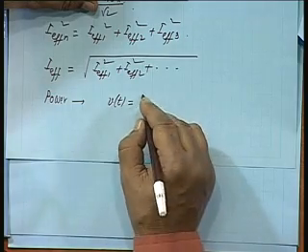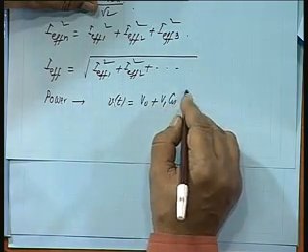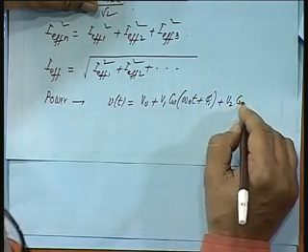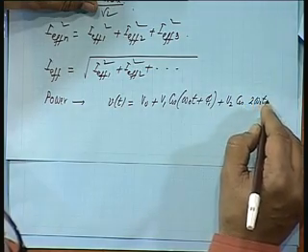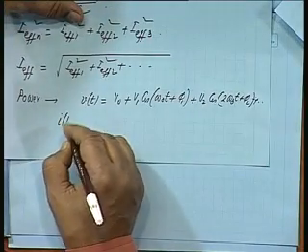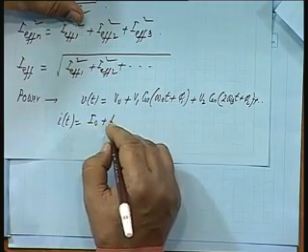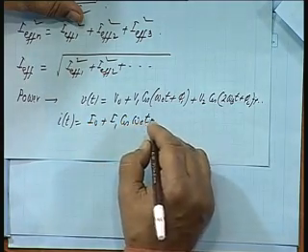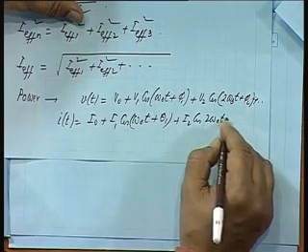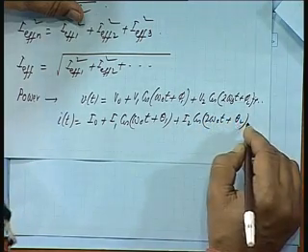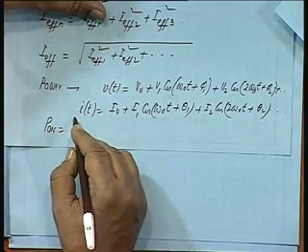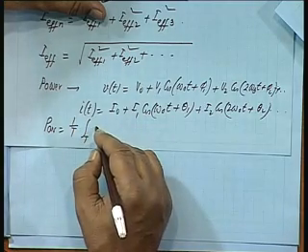In a network, the power will be, suppose you have the expression for v(t) as V0 plus V1 cosine(omega naught t plus phi 1) plus V2 cosine(2 omega naught t plus phi 2) and so on, and i(t) as I0 plus I1 cosine(omega naught t plus theta 1) plus I2 cosine(2 omega naught t plus theta 2) and so on.